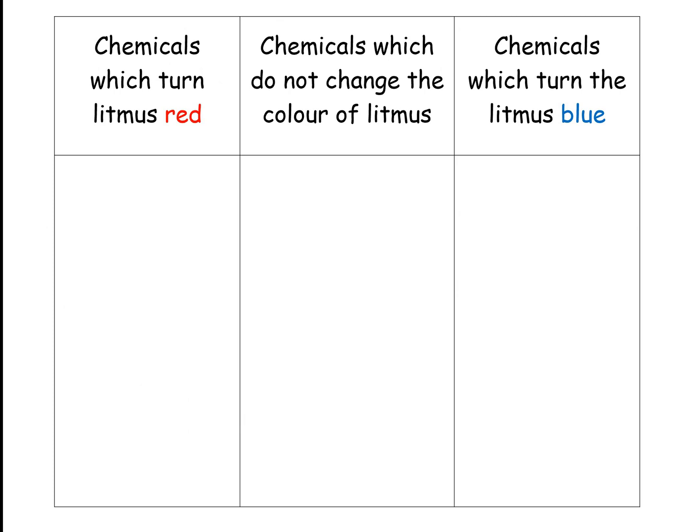So you have this table in your booklet. In the left column, you're going to write in chemicals which turn litmus red. This is going to be a mix of laboratory chemicals and household substances. In the middle, you'll put in chemicals which do not change the colour of litmus. On the right column, you'll put in chemicals which turn the litmus blue. So I'm going to show you the video now of the experiment, and you need to fill this in as we go.